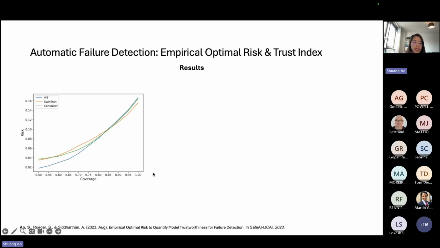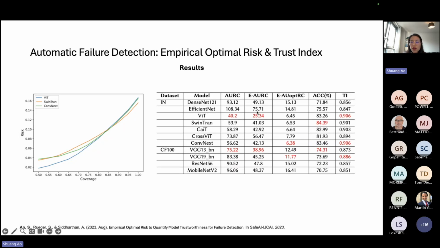Here is our result, as I showed before in our previous work. This is for the ViT, and the Swin Transformer is gradually less reliable than the ViT. To show this, see our proposed method, that pink area. If you compare this value, you can see that for the Swin Transformer this part is higher than the ViT, and the trust index also shows the same. So our evaluation metrics can reveal the reliability of the model, and a higher accuracy model doesn't mean better reliability.